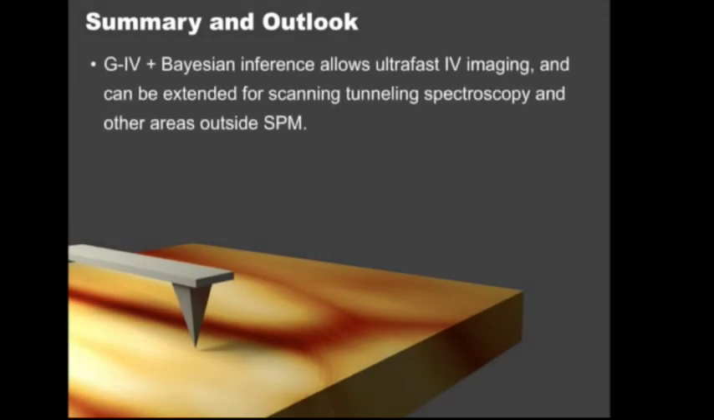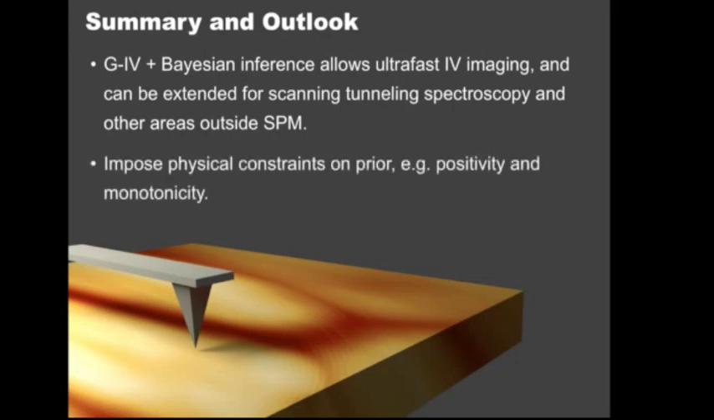So to summarize, I have shown you that we can use general mode IV curve acquisition along with Bayesian inference to greatly enhance the speed of acquisition of IV curves in scanning probe microscopy. Of course, this can be extended to scanning tunneling microscopy. I only showed you an example of atomic force microscopy, but I do think that it can be extended also to areas outside of SPM. We can improve the accuracy of the reconstructions by imposing more physical constraints on the prior. So for example, we can impose that the resistance be positive as well as there be a monotonic function for the resistance as a function of voltage.